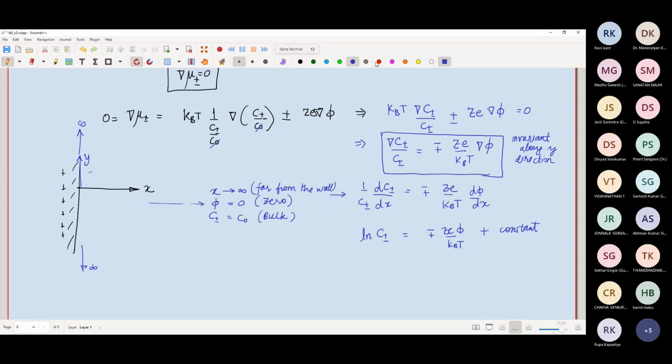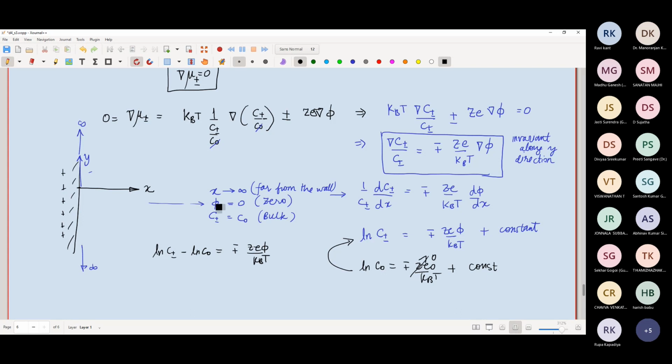All right. So let us use that boundary condition. So ln c naught is equal to minus plus, and when phi is equal to 0, this term will be 0, plus constant. So the constant is log c naught. When we substitute this constant over here, we have log c plus minus minus log c naught is equal to minus plus z e phi over kBT.